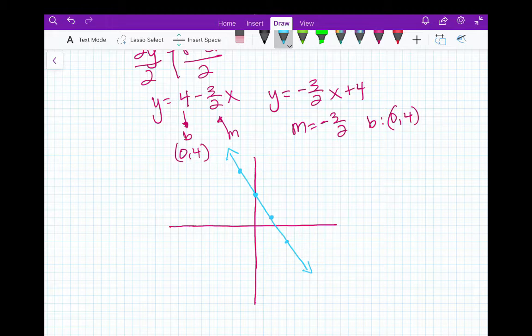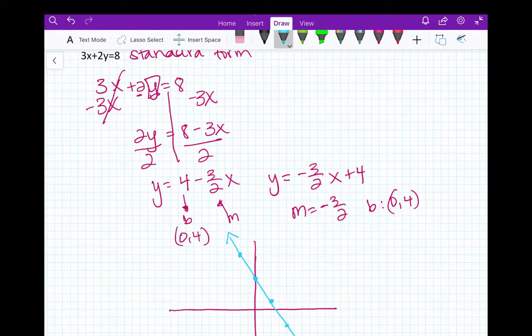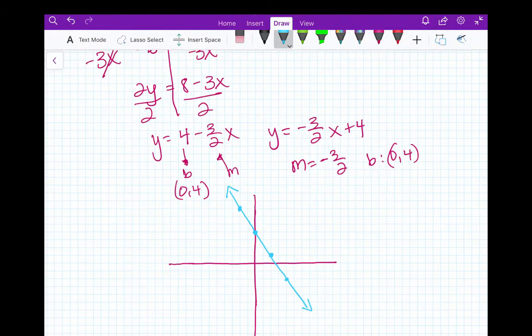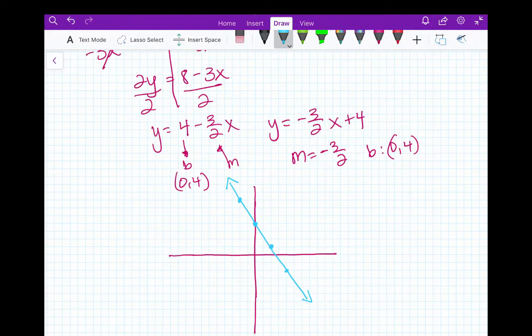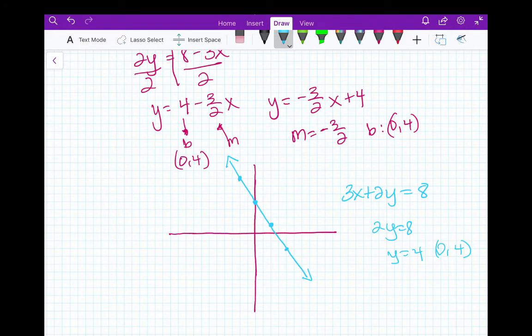Now, remember we talked about how in standard form, we know the intercepts. If we think about the original equation, 3x plus 2y equals 8. If I plug in a 0 for x, then 2y equals 8, which means y equals 4, which we have, (0, 4). And if I plug in a 0 for y, then I'm going to get 3x equals 8, which means x equals 8 over 3, which would be (8 over 3, 0).